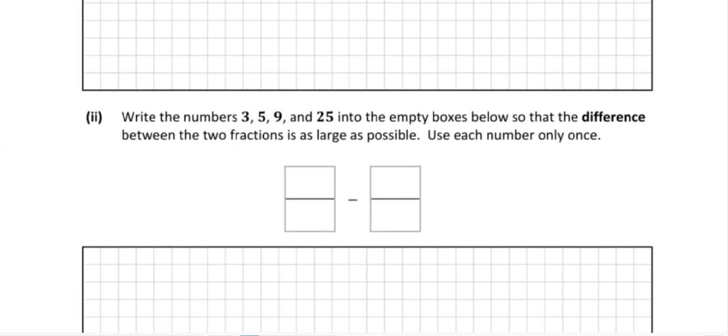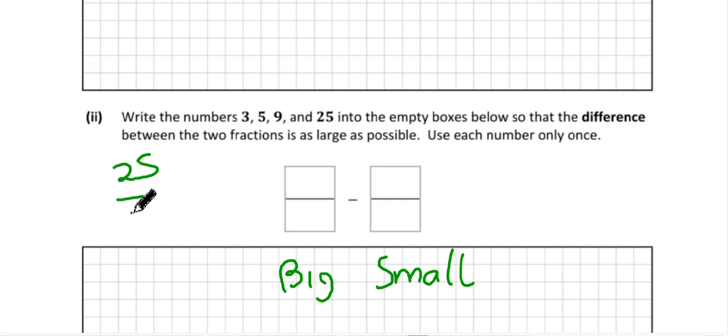Now, put into empty boxes below the difference between two fractions as large as possible. Okay, guys, you ready? Now, what you want is the biggest number possible, take away the smallest. Now, out of interest, what is the biggest number we can make? You want the maximum amount of money divided by the minimum amount of people. 25 divided by 3. Is that okay? That's the biggest number we can possibly make.